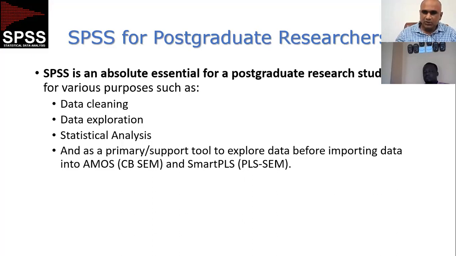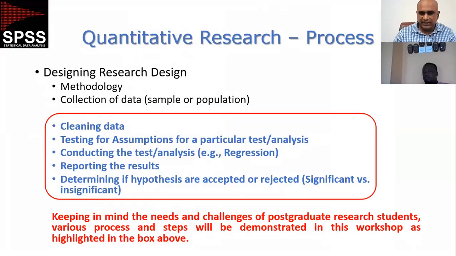Okay, so how exactly does SPSS fit into any quantitative research? We understand that any academic research, any academic dissertation or thesis, such as a PhD thesis or master's thesis, most commonly involves five chapters. Chapter one, introduction. Chapter two, literature review. Chapter three is methodology. Chapter four is results, and chapter five is conclusion and discussion.